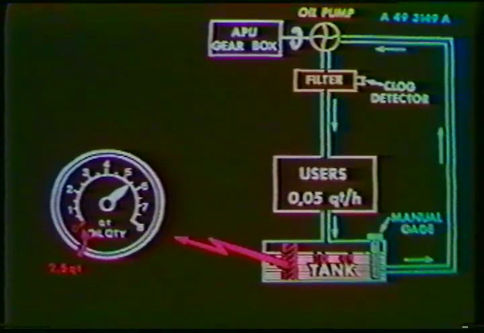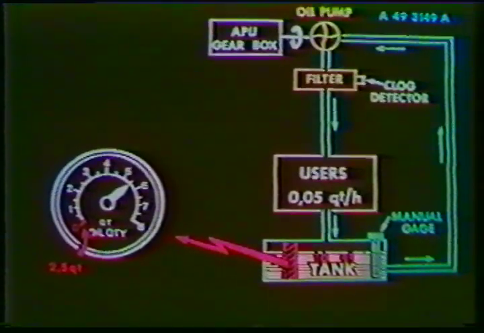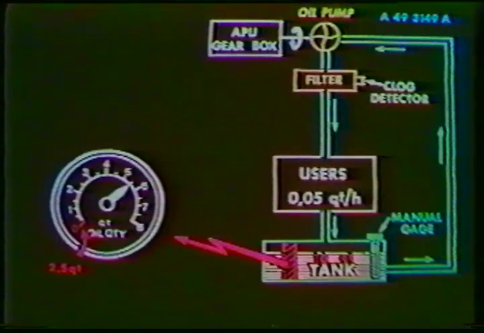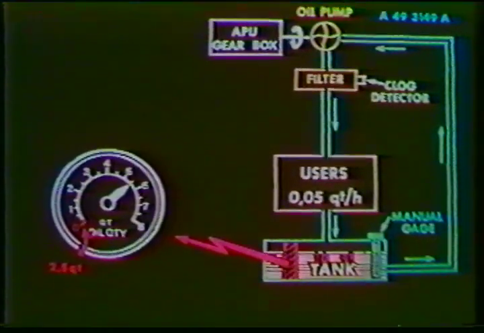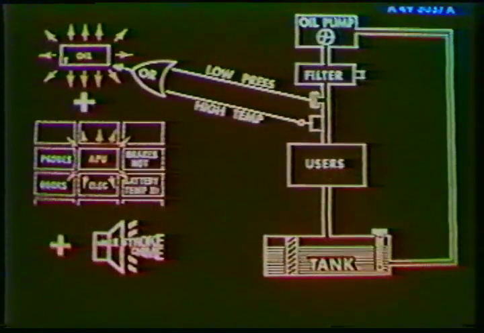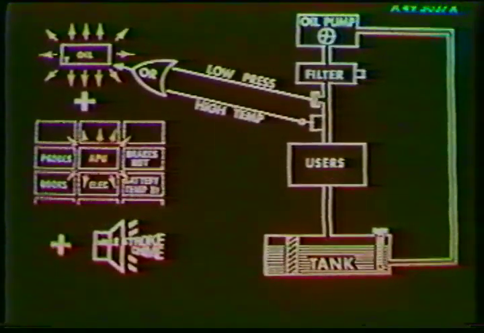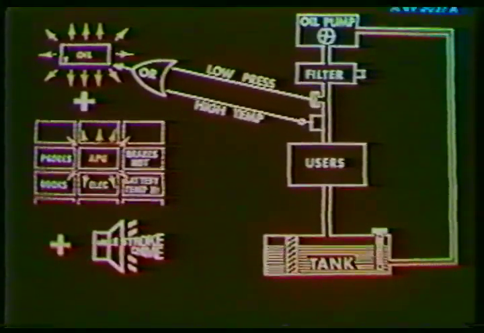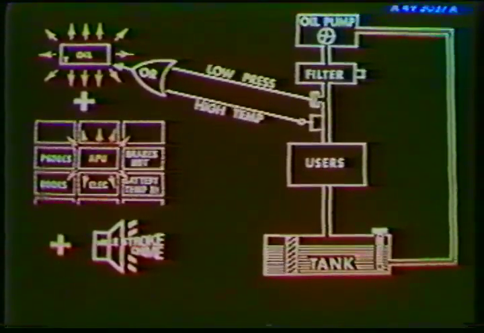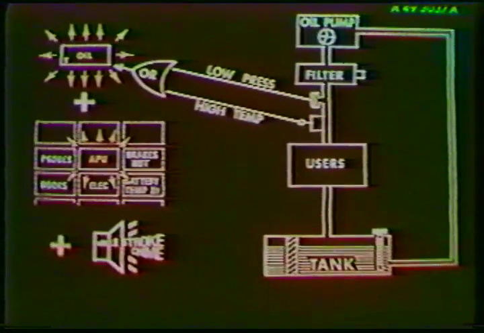The oil pump is driven by the accessory gearbox. A filter equipped with a clogging device is located upstream of the equipment. Furthermore, a low pressure or high temperature in the lubrication system is indicated by the amber oil light and the amber APU light on the master warning panel, accompanied by a single stroke chime.